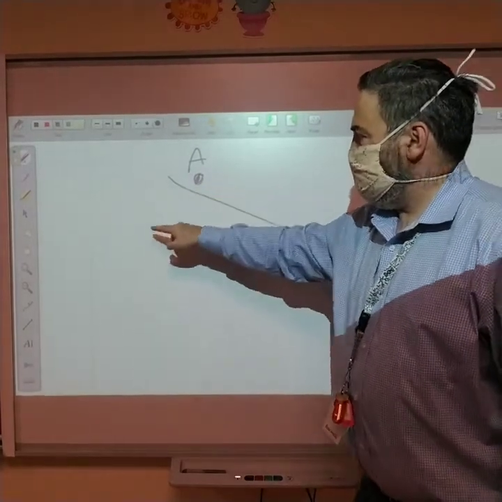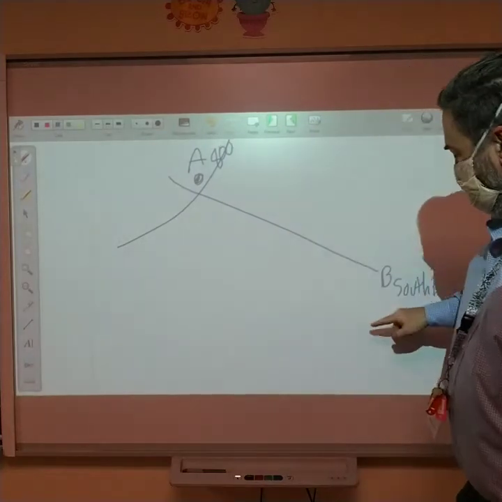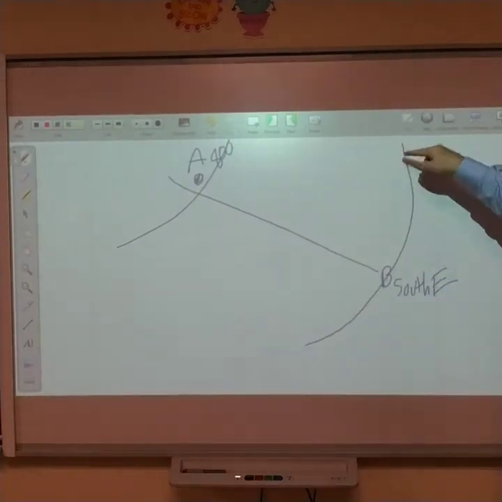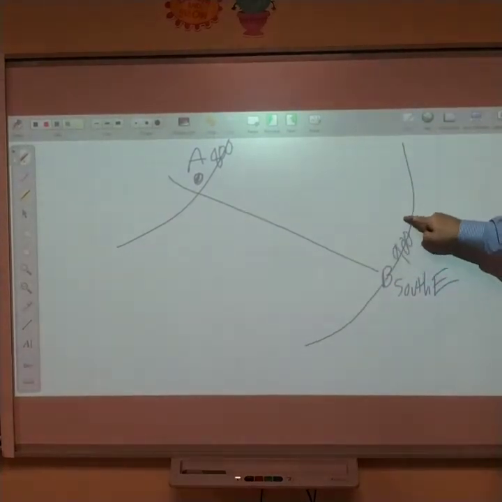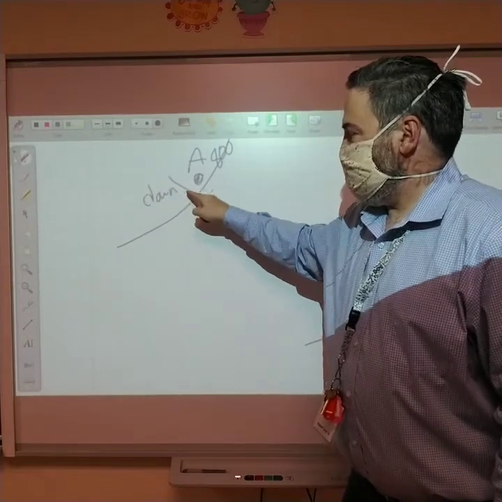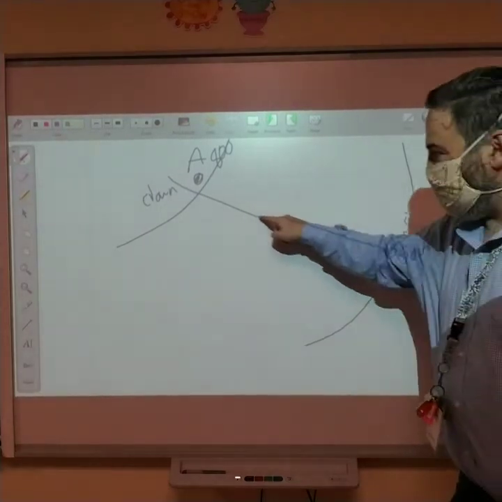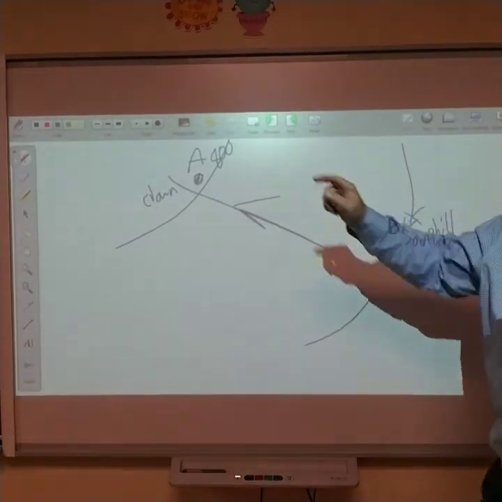This is 800 feet. This is 900 feet. Which one is higher, 800 or 900? 900. Right, so this is uphill. This is downhill. So that means, does water run uphill or downhill? So it runs downhill towards point A.